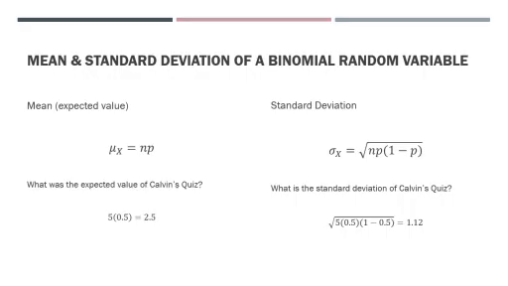So Calvin had 5 trials. The p-value, the probability of him succeeding, was a half. The probability of his failure was also a half. Take the square root, 1.25, or 1.12. That would be your standard deviation on his quiz. So he could get anywhere from over 3.5 to under 1.5.